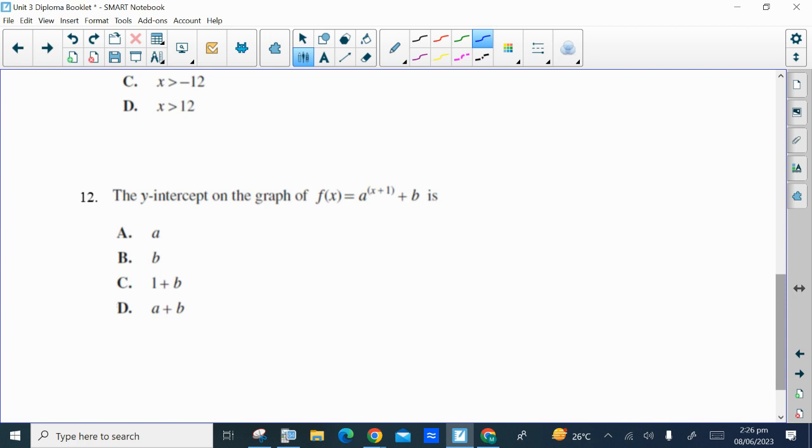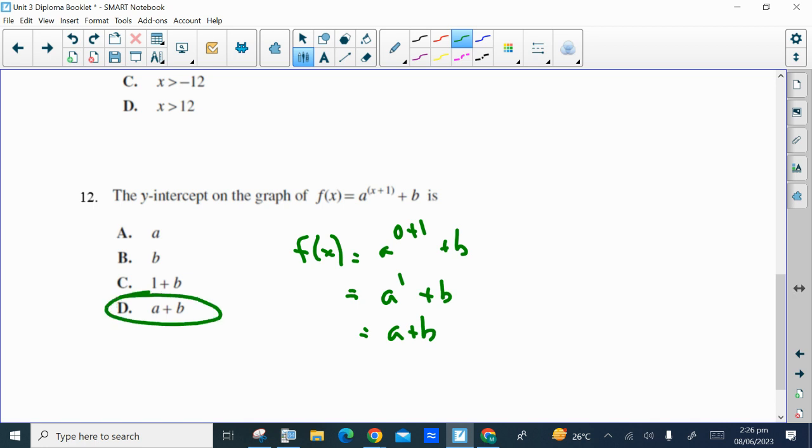The y-intercept is always where x equals 0. So if you let x equal 0 here, you're going to have a to the 1 plus b, which is a plus b. There's almost always a question on diploma exams where we have to find the x or y-intercept of some function.